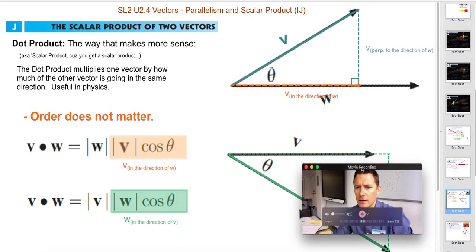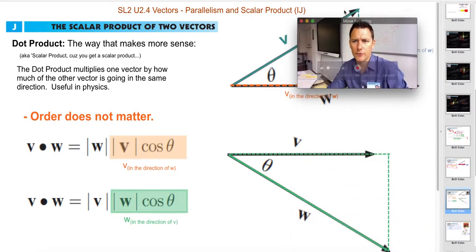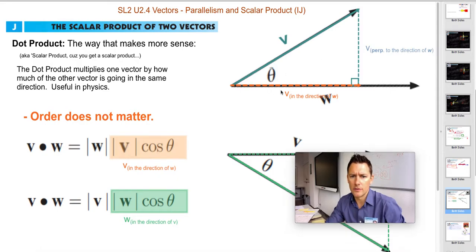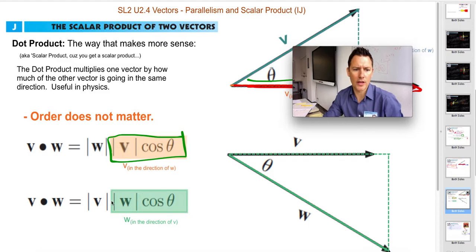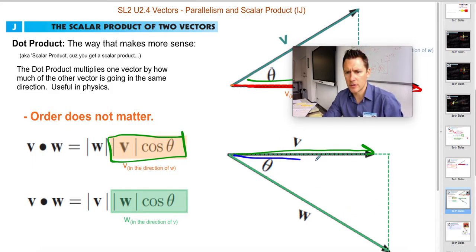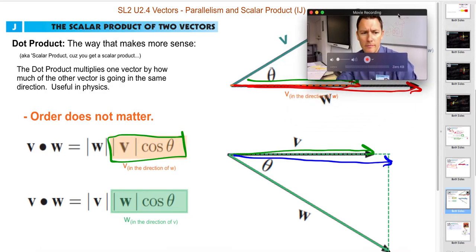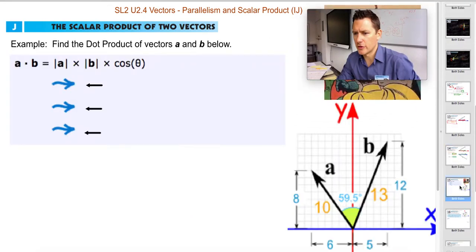You can see that order doesn't really matter. Here's W, and how much of V is in the same direction. That's this piece, v cosine theta. Or you can have v, this piece, and how much of w is in the same direction. So w is, here's this piece. And they'll be the same value. So don't worry about switching those.